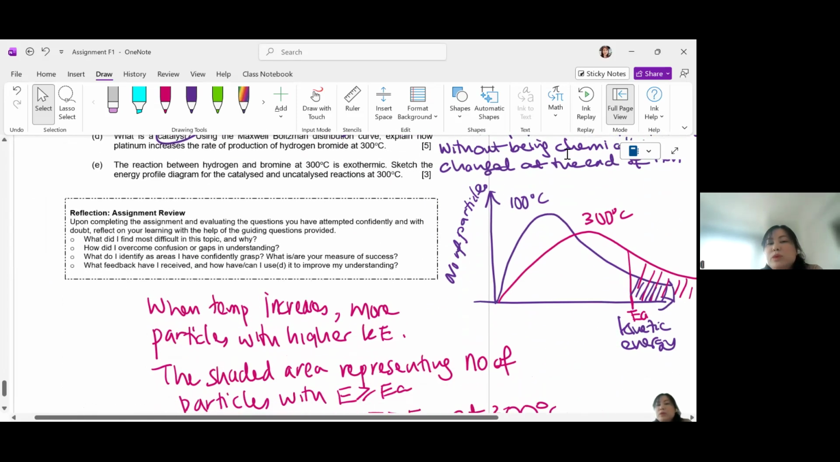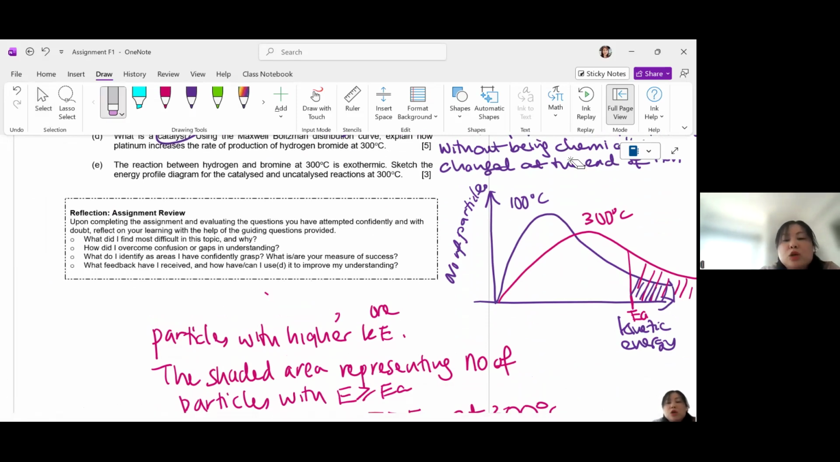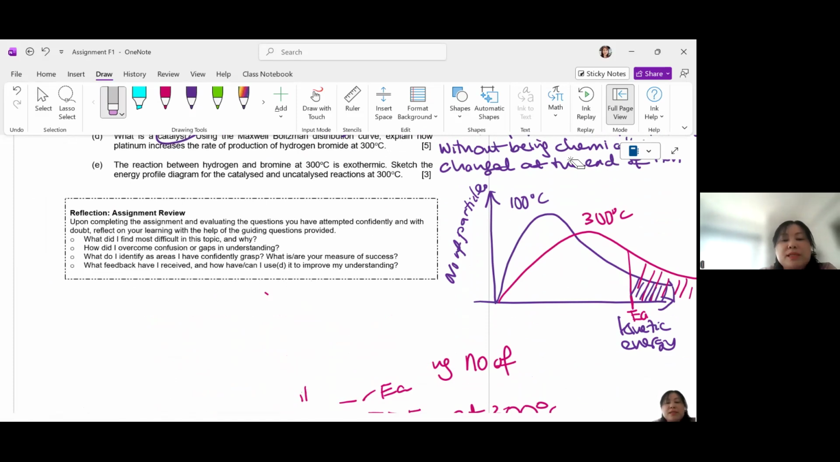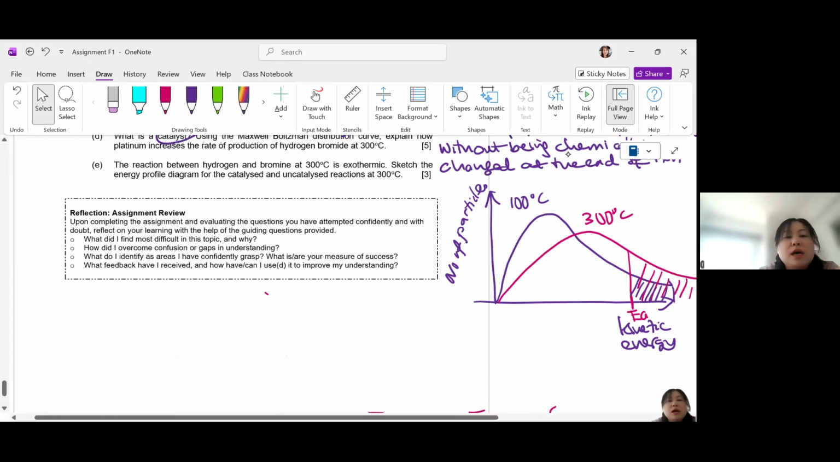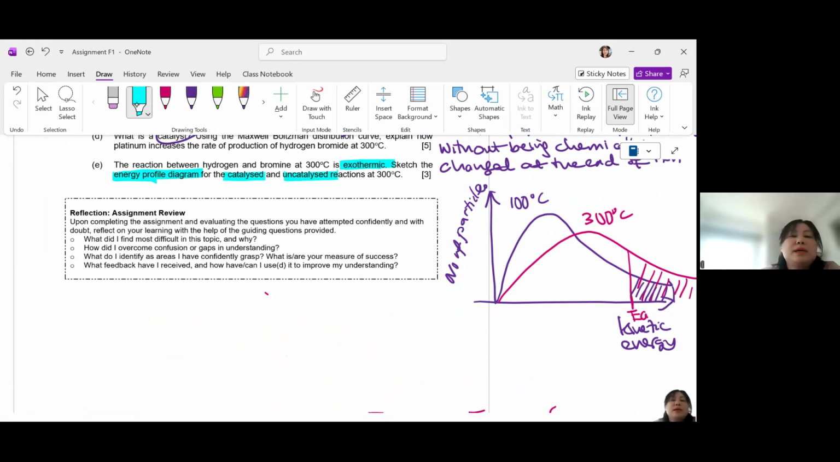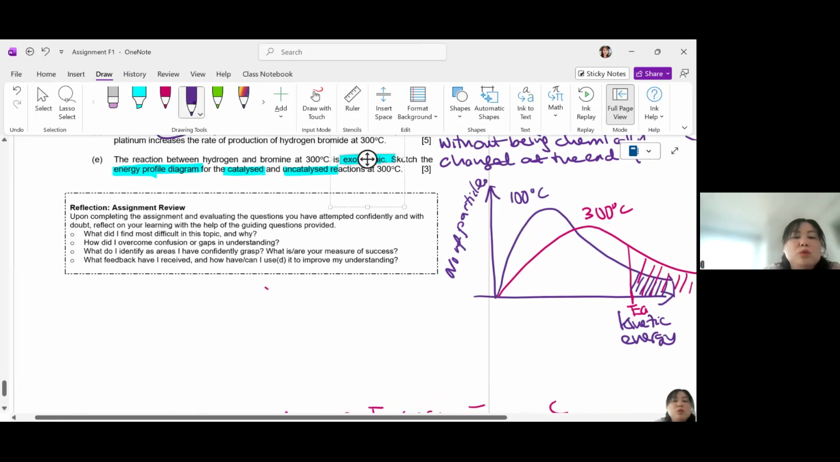The reaction between HBr at 300 degrees is exothermic. So the first key information from the question is that we are expecting an exothermic graph, an exothermic reaction. And next is that we're supposed to sketch an energy profile diagram for a catalyzed and an uncatalyzed reaction. So we need to make sure we remember how to draw an energy profile diagram.